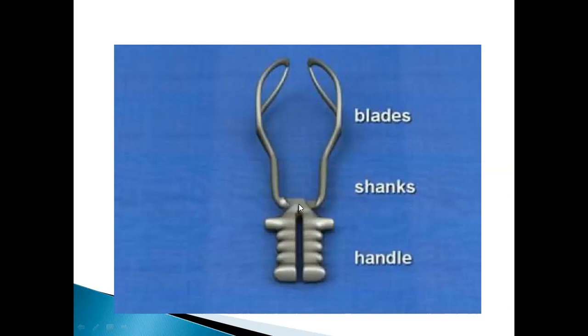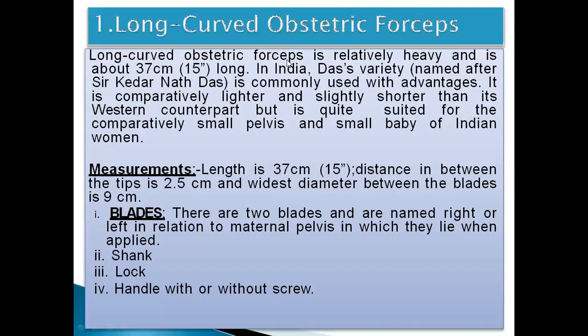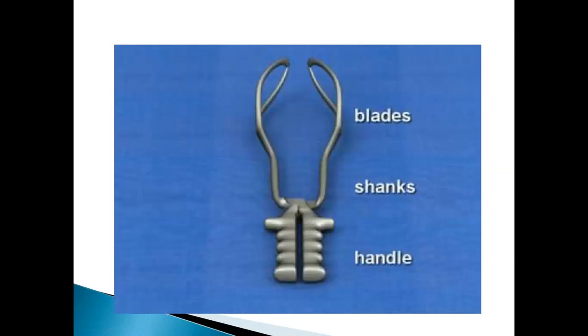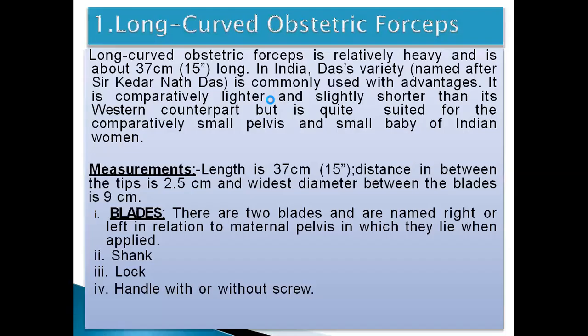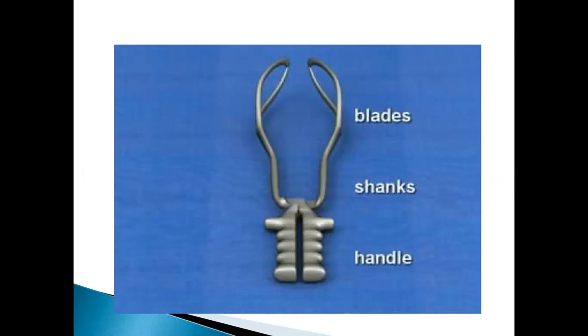We said that the length is 37 centimeter or 15 inch. The tip distance is 2.5 centimeter, and the widest diameter between the blades is 9 to 9.5 centimeter. Okay, so these are the parts.